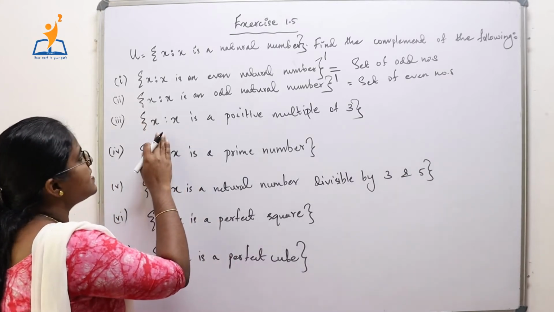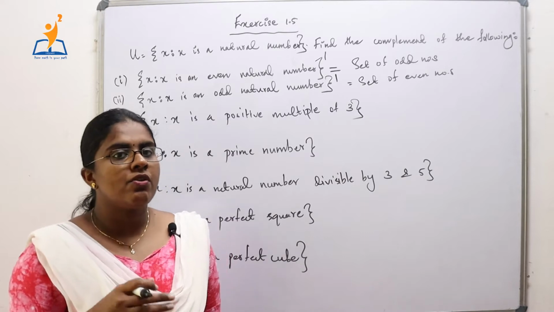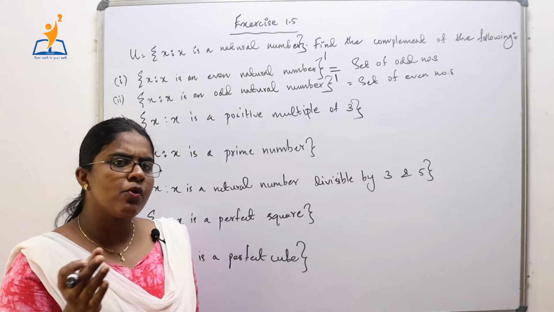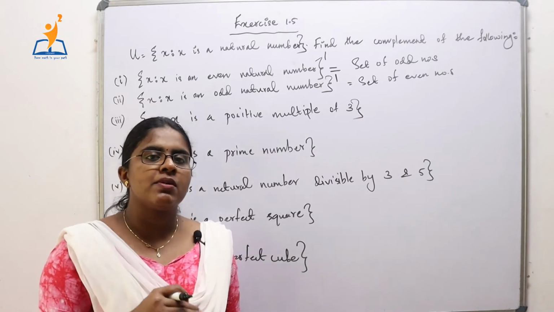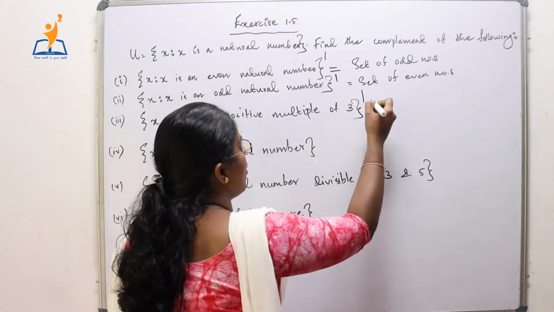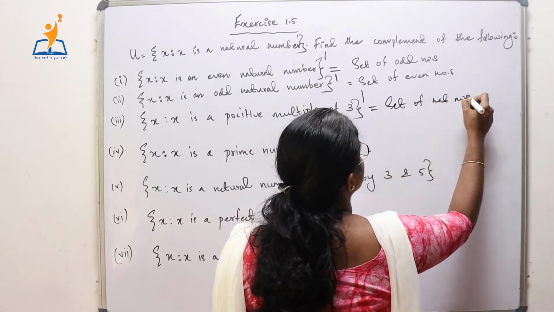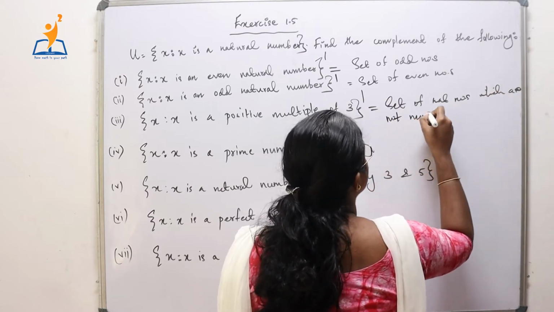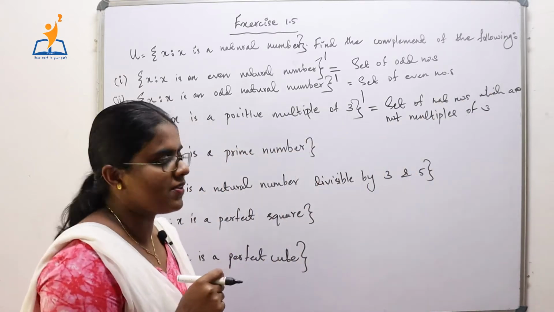Now, the next question is the set of all x such that x is a positive multiple of 3. So, we want to find the complement of the set of positive multiples of 3. So, if we remove the positive multiples of 3 from the set of natural numbers, all the remaining elements will not be multiples of 3. So, the remaining elements, that is the complement of this set, is the set of natural numbers which are not multiples of 3. That will be the complement of that particular set.